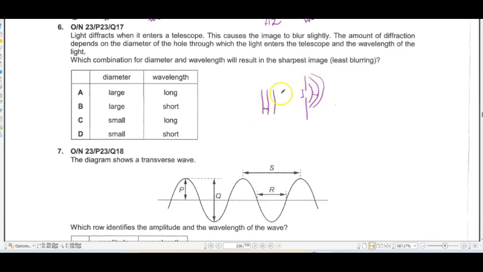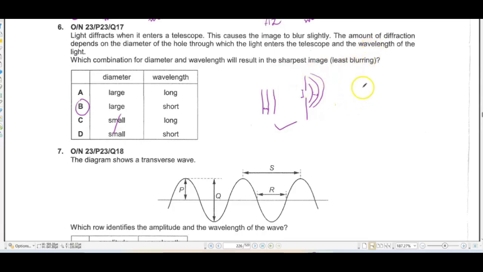I've just drawn them freehand. So this is the basic principle. If the diameter is large, it is very good. It will result in the sharpest image, meaning least blurring, so this is correct. The diameter has to be large, and then the wavelength has to be short. Then only are you going to get least blurring.